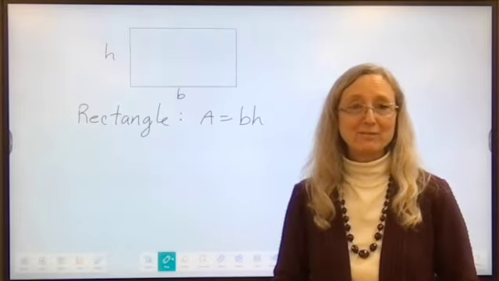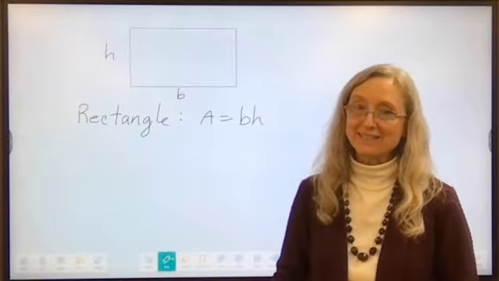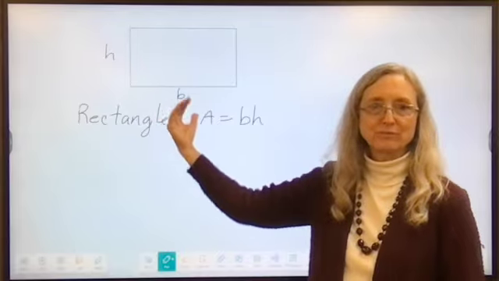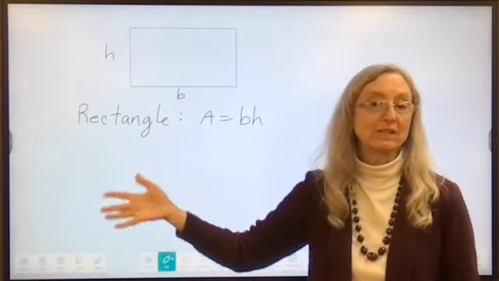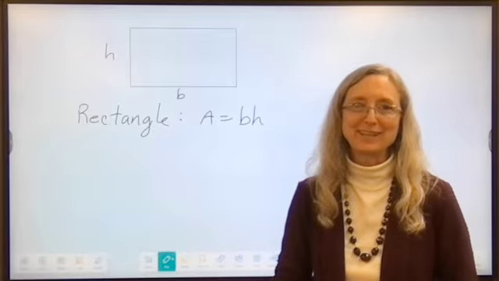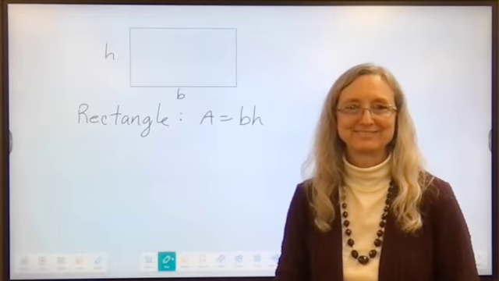To find the area of a rectangle, you multiply the base times the height. So the base times the height, or just length times width, is another way that it is described, but that's all you have to do to find the area of a rectangle.